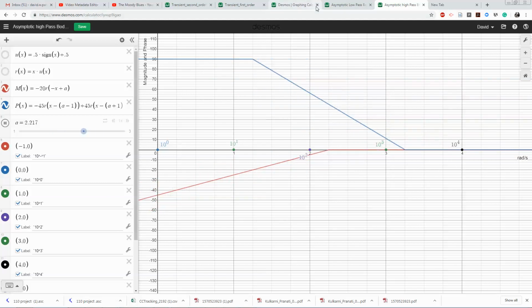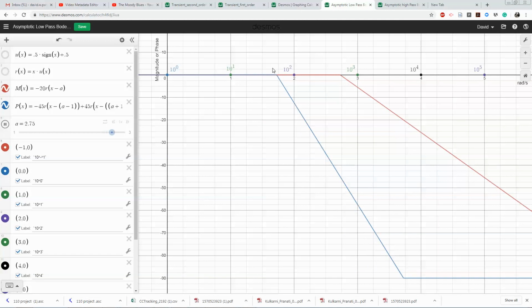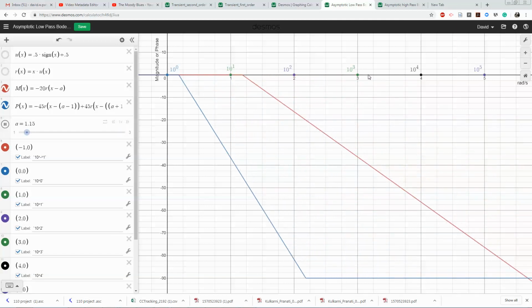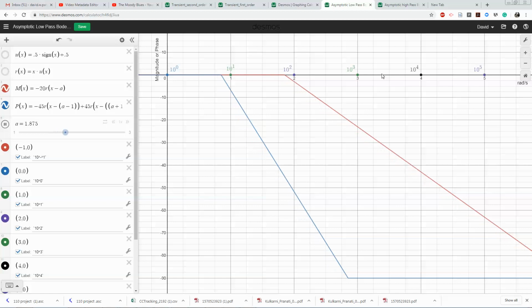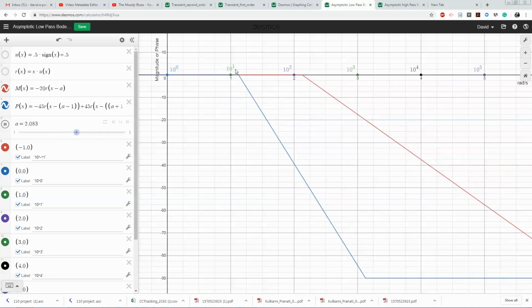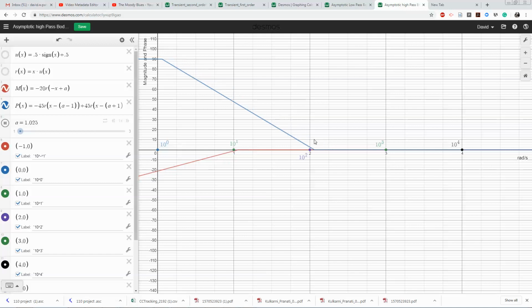Now this is opposite to the low pass filter, that when omega naught gets bigger, it passes more of the signal, and when it gets smaller, it acts more like an integrator. With the high pass, the bigger it gets, the more it acts like a differentiator, and the smaller it gets, the more it passes the signal.